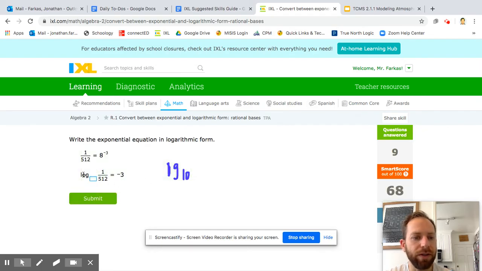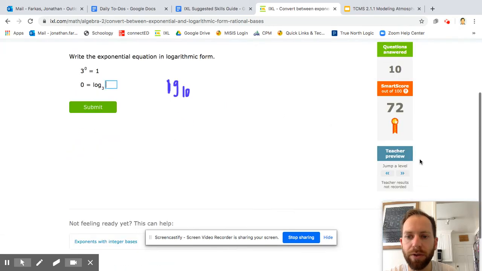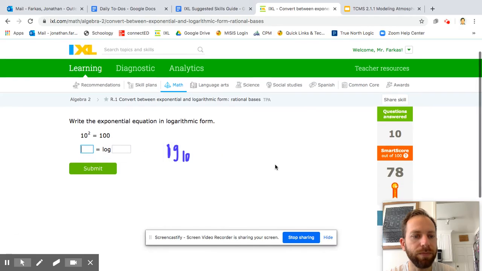All right, this is similar. Log base what of 1 over 512 equals -3? Well, the base here, you can see it as the base here. That would be an 8. All right, let's keep going. Oh, here we have 2 blanks. So let's see what would make sense here. All right, 10 to the power of 2 equals 100, right?